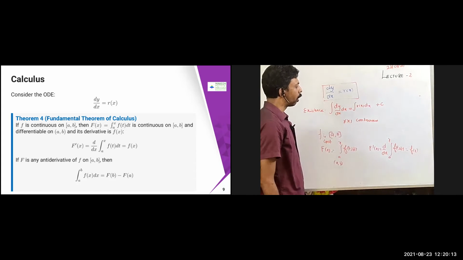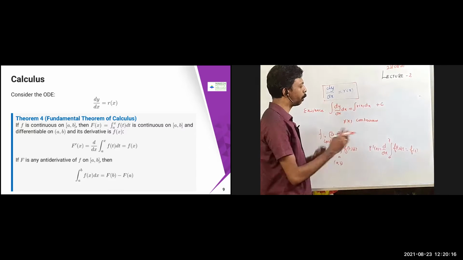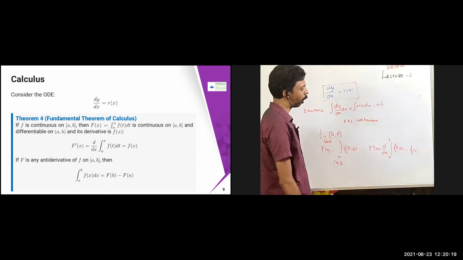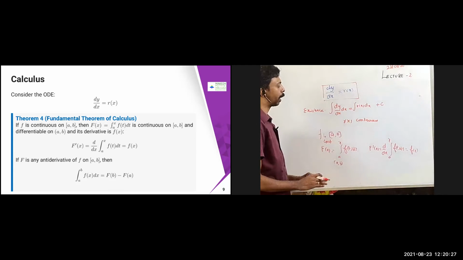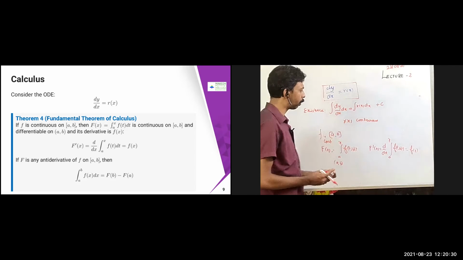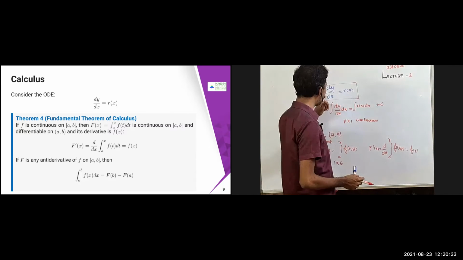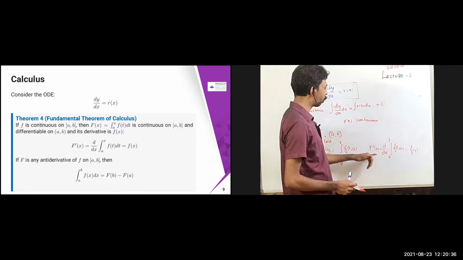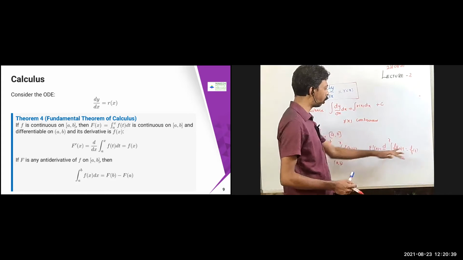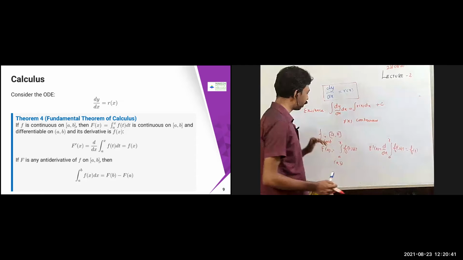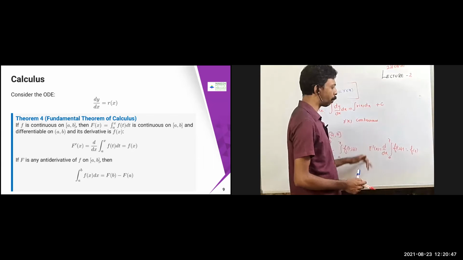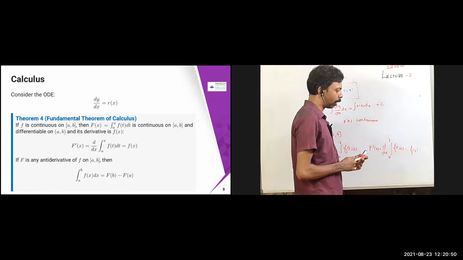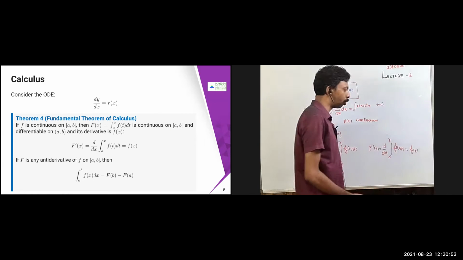If some other conditions are given, like a to b, then additionally you have this: if F is any antiderivative of f on a b, then the integral of f of x dx equals F of b minus F of a. That is the second part of the fundamental theorem of calculus. It is not very important for us. The important part is that dy by dx equal to r of x means you can solve this problem. F dash of x equals f of x, and for that you use the fundamental theorem of calculus. When r of x is continuous, only then can you apply this theorem and calculate it. So that is the building block for the ODE course.